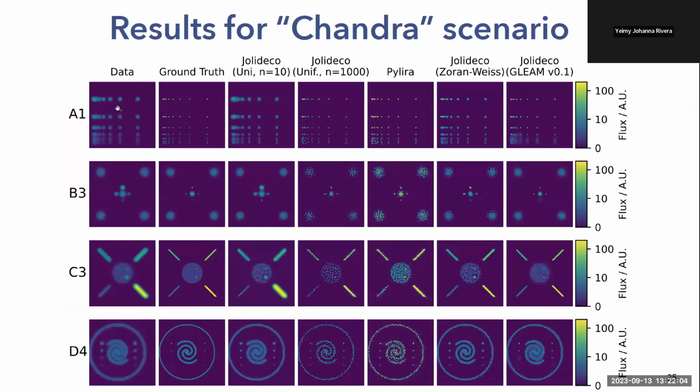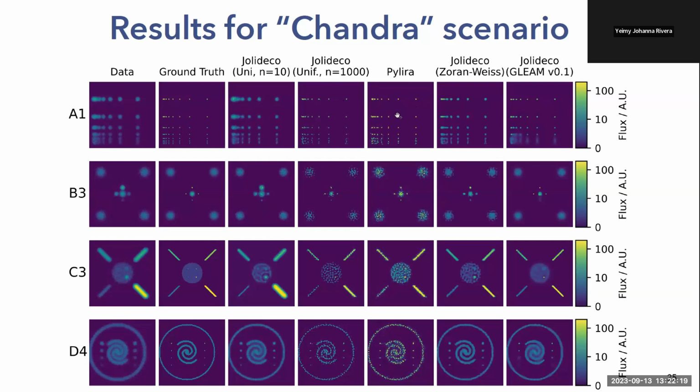This shows you the data on the left. This shows you the ground truth. This shows you the Joly-Deco reconstruction with the uniform prior with 10 iterations. This corresponds basically to the Richardson-Lucy case. Then the same with 1,000 iterations.